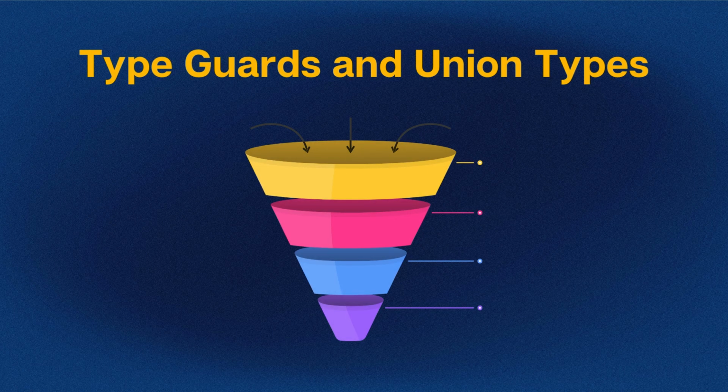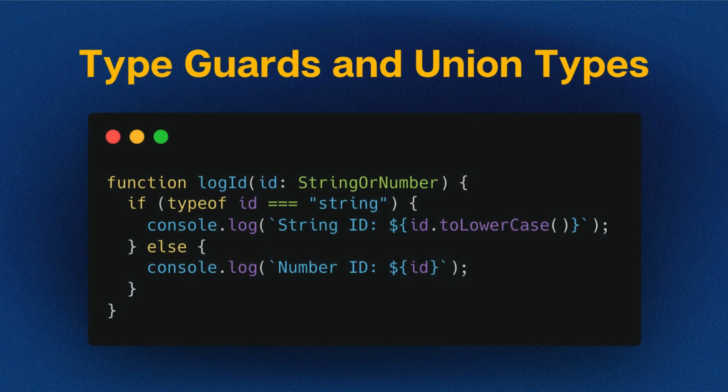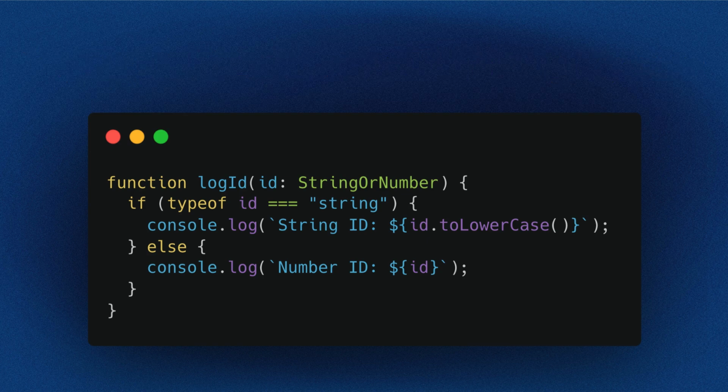When working with union types, type guards allow you to narrow down the specific type of a variable within a block of code. In this function, we use a type guard to check if ID is a string or a number, and handle it accordingly.